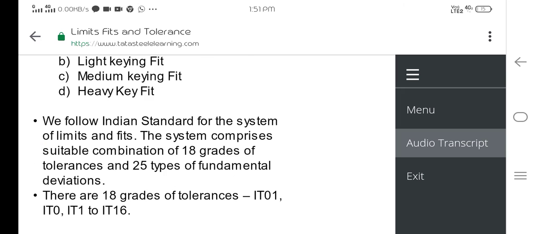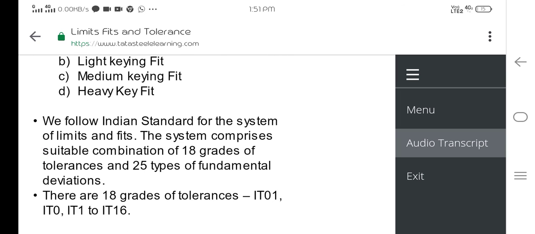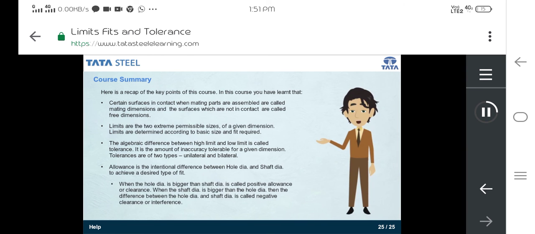Allowance is the intentional difference between hole diameter and shaft diameter to achieve a desired type of fit. When the hole diameter is bigger than shaft diameter, it is called positive allowance or clearance.